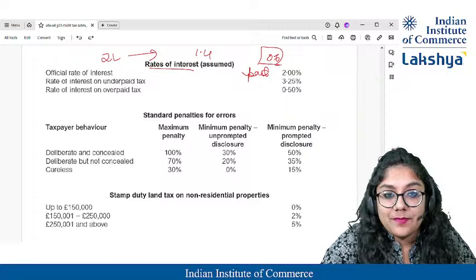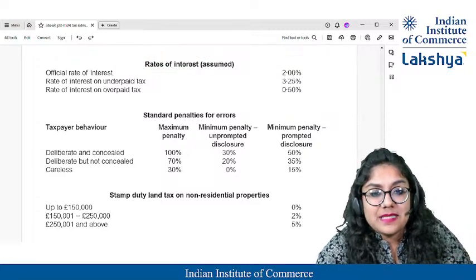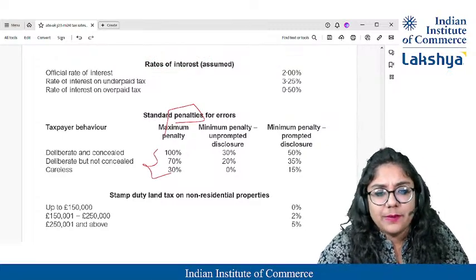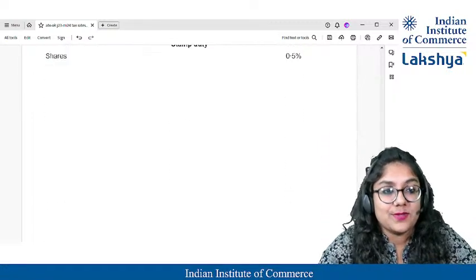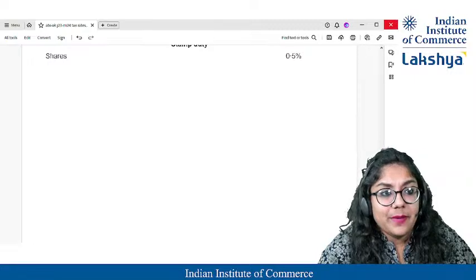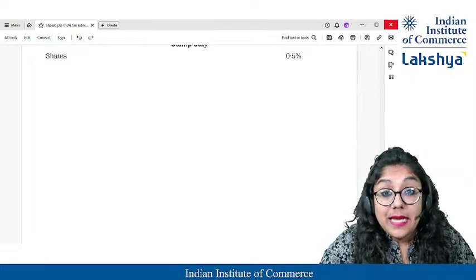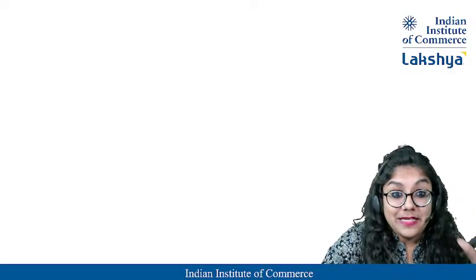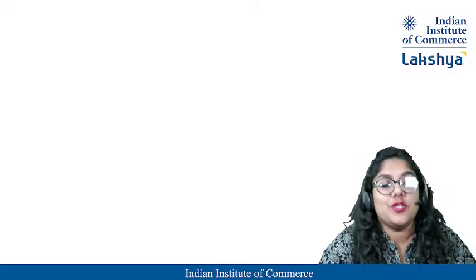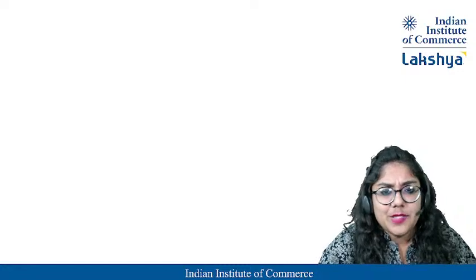Up next, if you see, there are some standard penalties also, whatever the percentages are. Similarly for stamp duty, and stamp duty on shares also. So over here we have read about the percentages, which I'm telling you students is going to come in your examination, but you are very lucky that it is already pre-printed in your papers.